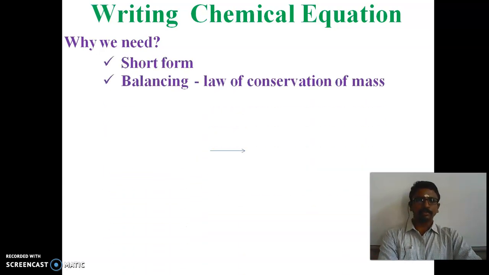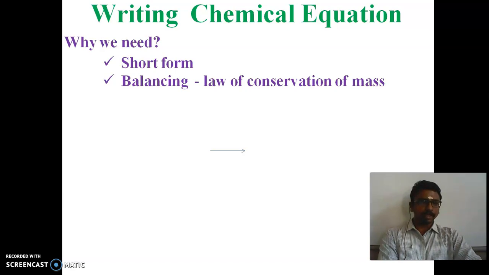Because when we write the chemical equation, it will be in the shortest form. In a chemical equation, we can write only the symbol, only the formula of that reactant or product. We have to write the formula only, so that it is in the shortest form. And next, we have to balance the equation according to the law of conservation of mass.